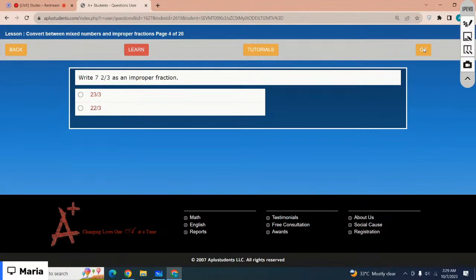Okay, the next one: 7 whole 2 over 3 as an improper fraction. Which is the correct option? The correct option is 23 over 3, right? The correct option is 23 over 3.